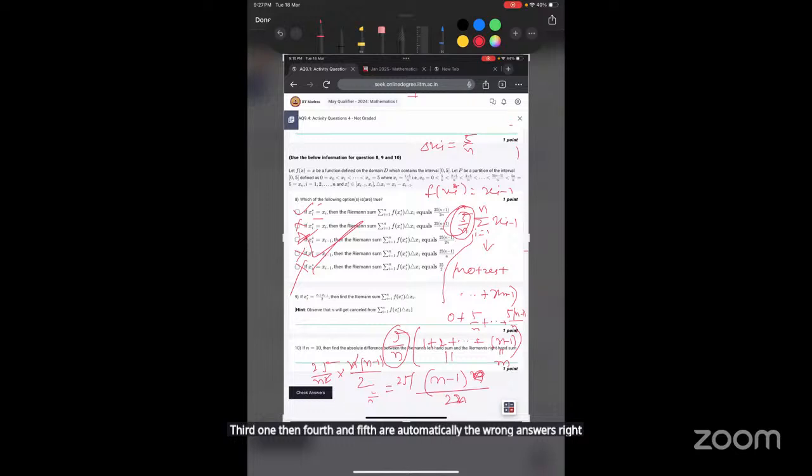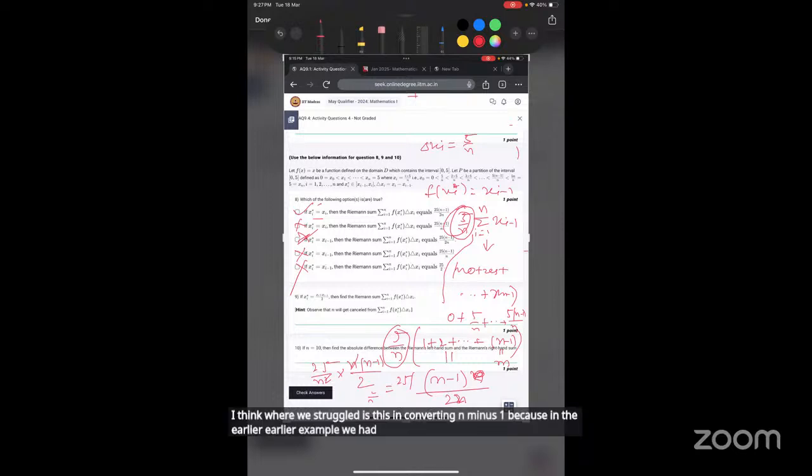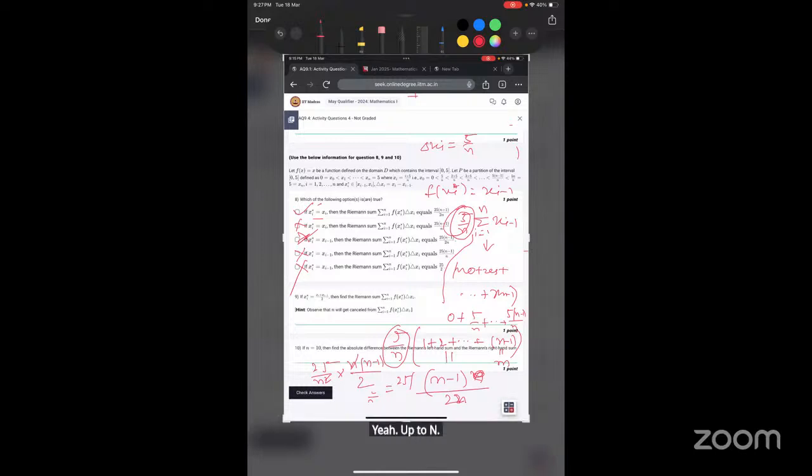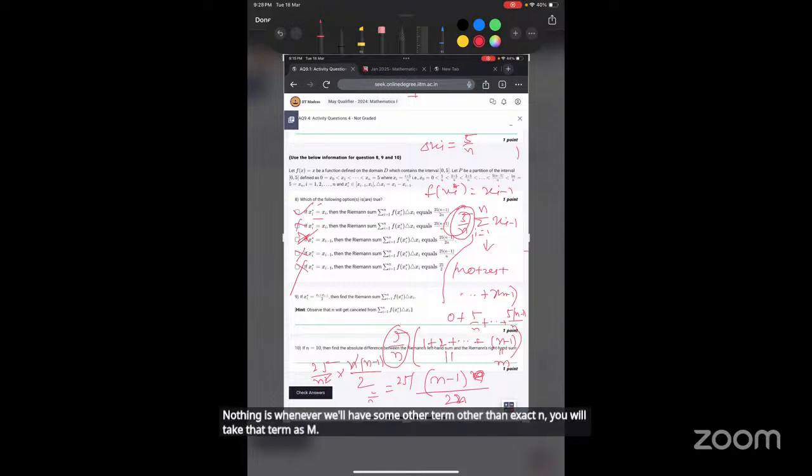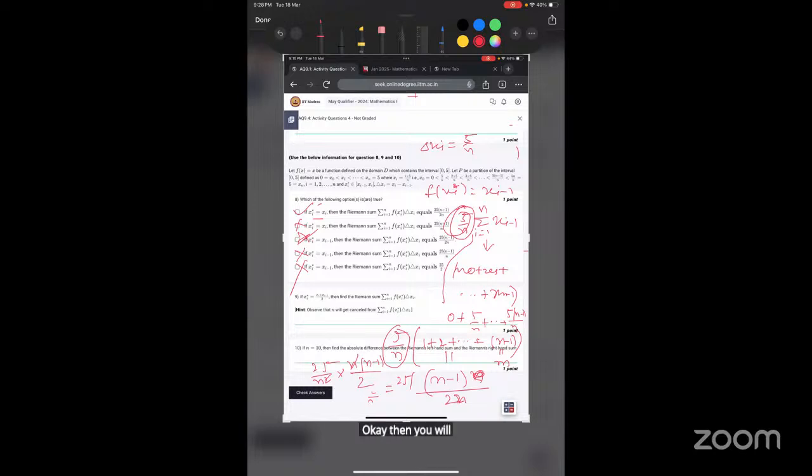I think where we struggled is converting n minus 1, because in the earlier example we had 1, 2, 3 up to n. That was easy because we know the formula n into n plus 1 by 2. But when n minus 1 is the last term, that is where we couldn't proceed. Whenever we have some term other than exact n, you take that term as m. Then you do the same thing, and at the end it becomes m into m plus 1 by 2.